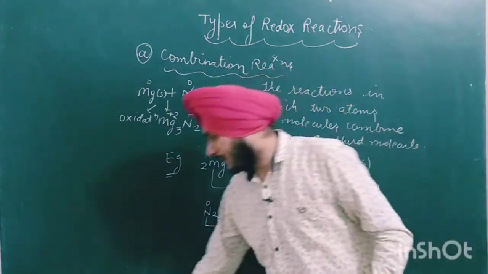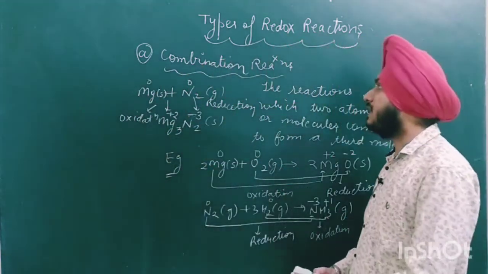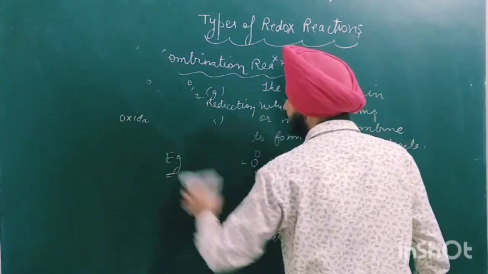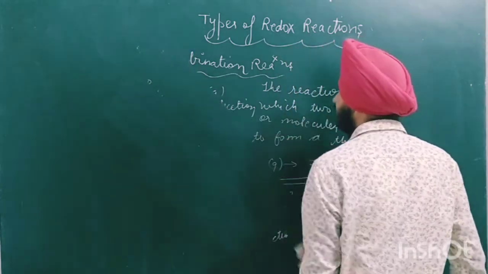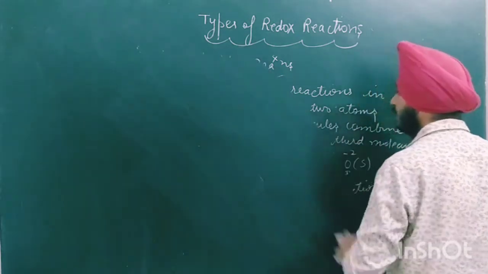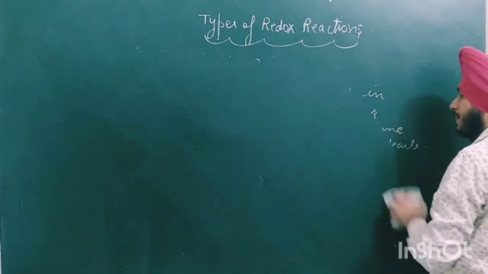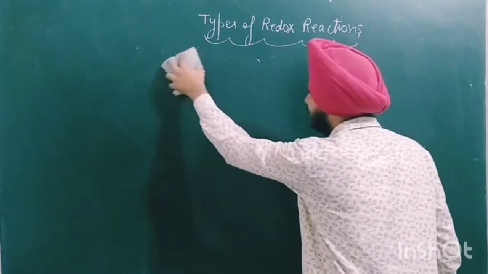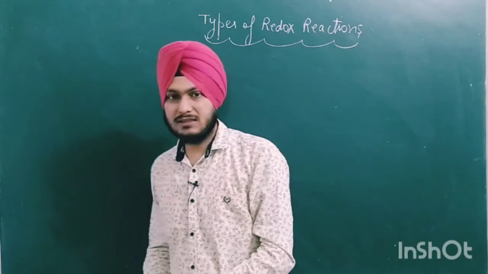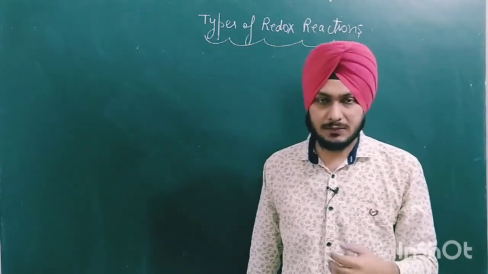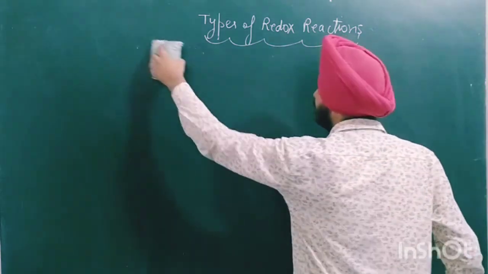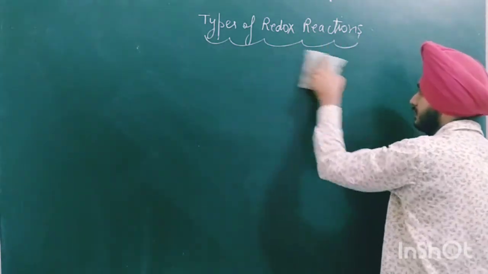The second type is the opposite of combination reaction, that is decomposition reaction. It is just the opposite of combination reaction. Now let's see how it acts as a redox reaction. The main condition for a decomposition reaction to be a redox reaction is that one of the products must be in its elemental form, otherwise it is not a redox reaction.